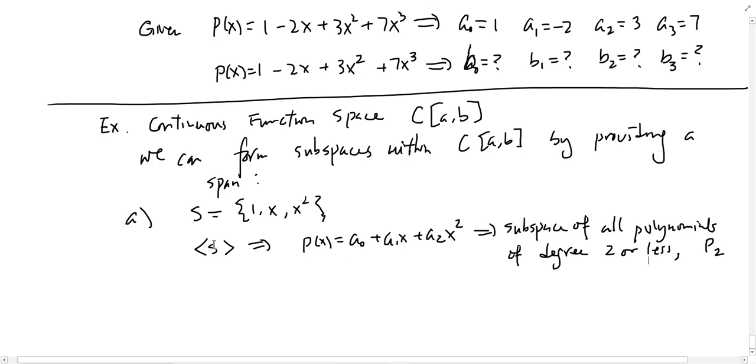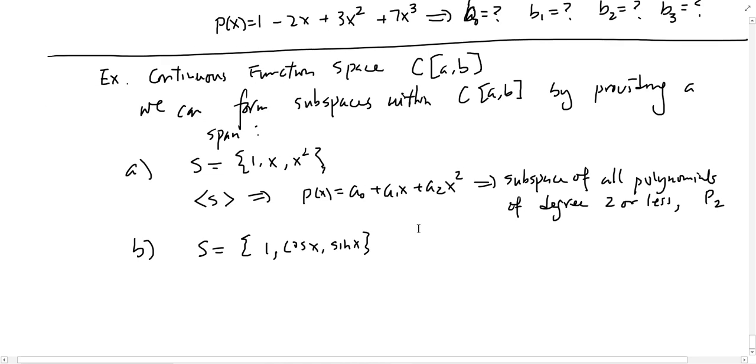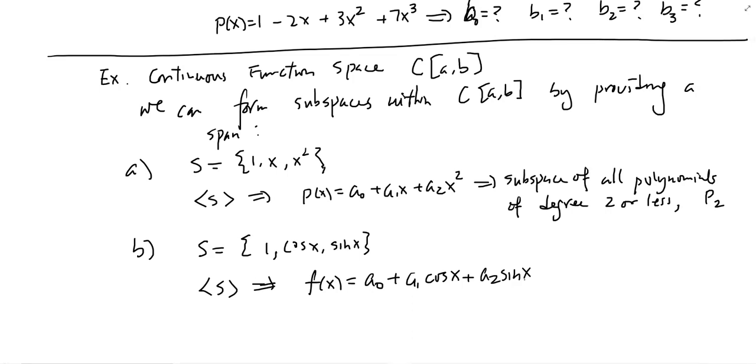Now I can also form a subspace by doing the following. If I form S to be the set of 1, cosine x, sine x, then what would the span of S be? Well, the span of S would be any continuous function in the form of a sub 0 plus a sub 1 cosine x plus a sub 2 sine x. And I know for a fact that this will form a subspace because of the following.